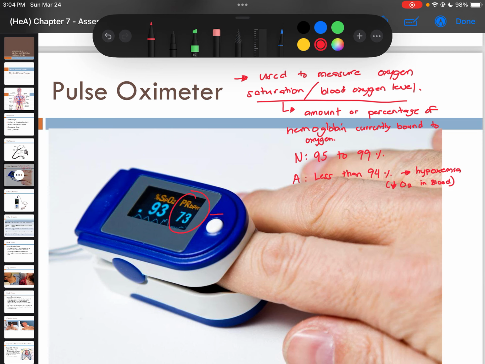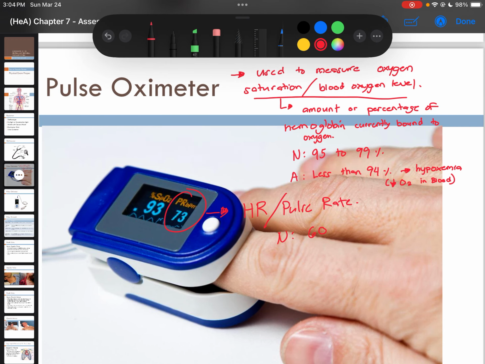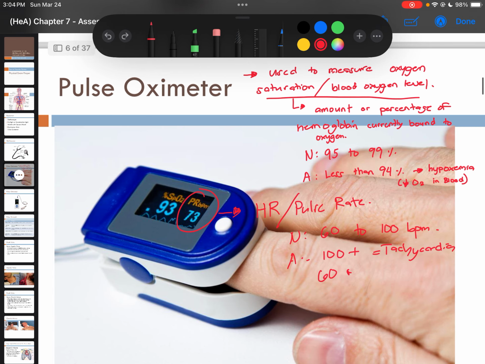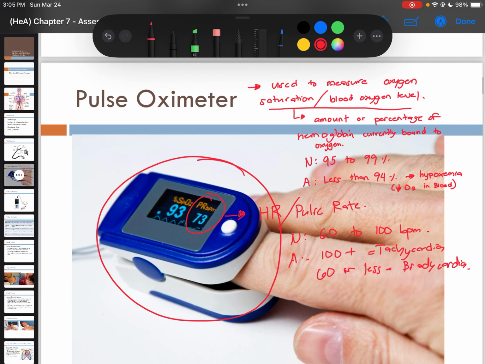Now, as I've said, there are two numbers. The second number is your heart rate, or pulse rate. They are the same, class, do not confuse them. Normally, the heart rate is 60 to 100 beats per minute. If it is more than 100, that is tachycardia. If it is 60 or less, it is bradycardia.